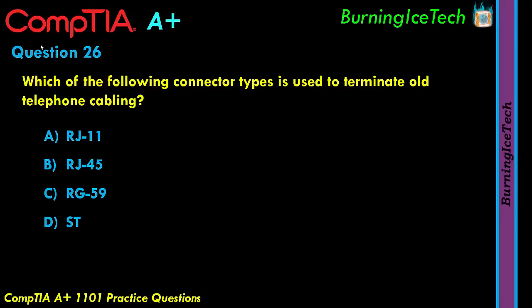RJ11 is the one and only phone cable connector, which is the answer here. RJ45 is the main connector for LAN cables. Doesn't matter if you're using Cat5, 5E, Cat6, Cat6A, different speeds, but they all use the same connector, which is an RJ45. RG59 is one of many coaxial cable connectors. It's not the only one, guys. You get different kinds, just like with fiber cables. So RG is one of the more popular ones, but that is essentially a coaxial cable connector.